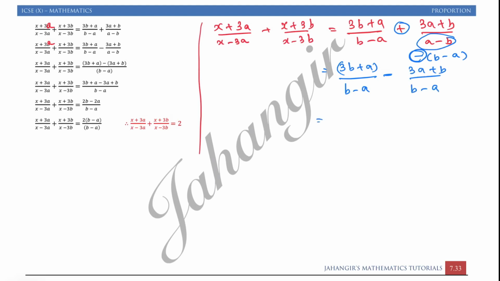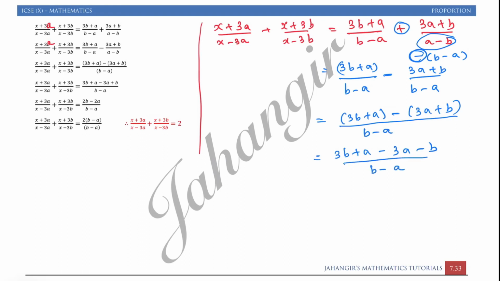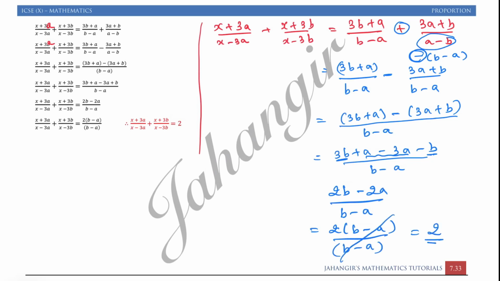Now denominator is common, so I will take b minus a common. 3b plus a minus 3a plus b. Open numerator. 3b plus a minus 3a minus b upon b minus a. So 3b minus b will become 2b and a minus 3a will become minus 2a upon b minus a. Taking out 2 common, you will get b minus a upon b minus a. Cancelling this, you will get 2.